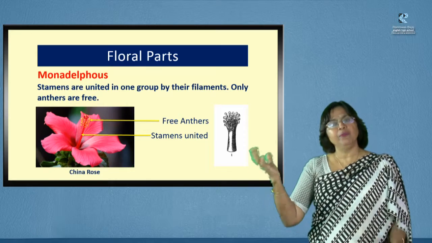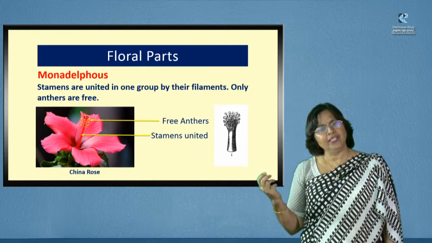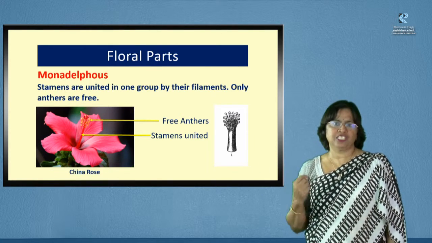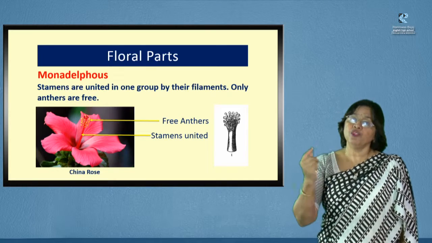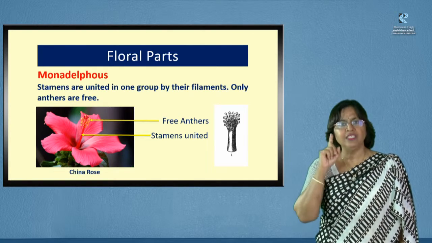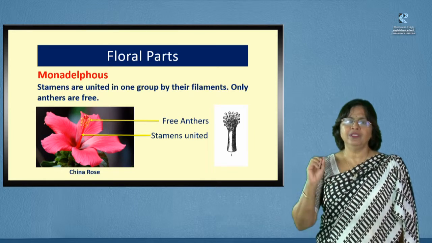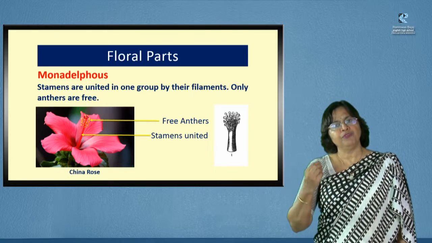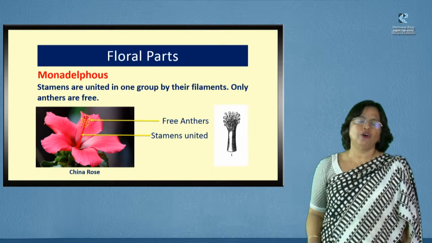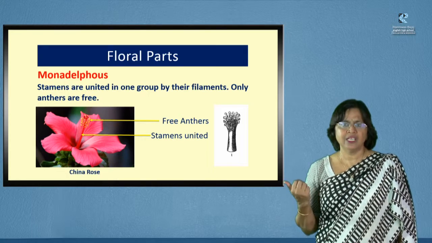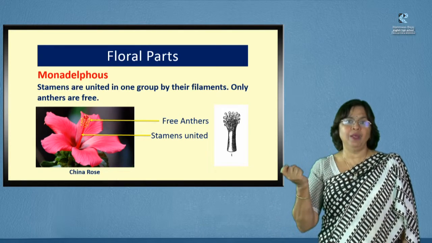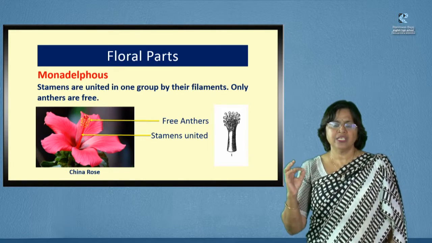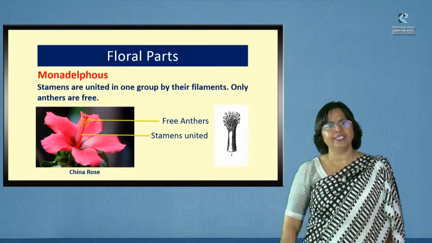Sometimes the filaments are united. Then they form different types of structures. Monadelphous stamen is one such stamen where the filaments are united into mono, one single tube. Typical example, China rose or hibiscus flower, shoe flower as we commonly call it. You find that all the filaments are united to form a single tube. So, monadelphous stamens, but the tip of the filament is free and anthers are separate from each other. Monadelphous stamen: free anthers but united filaments.